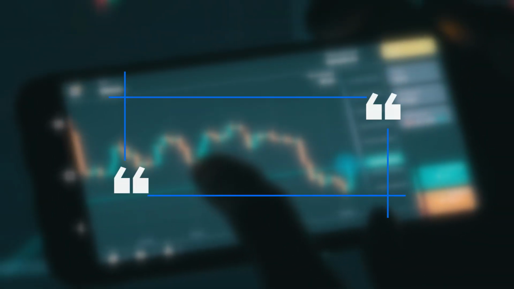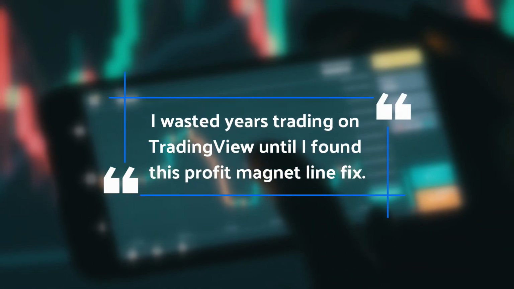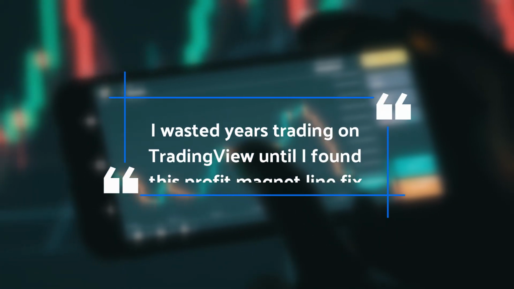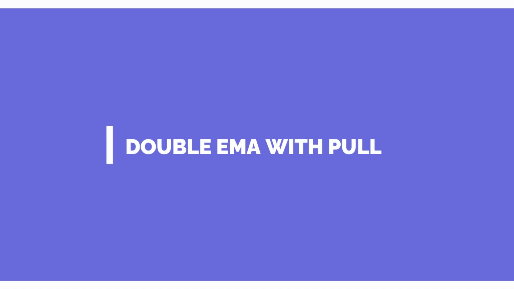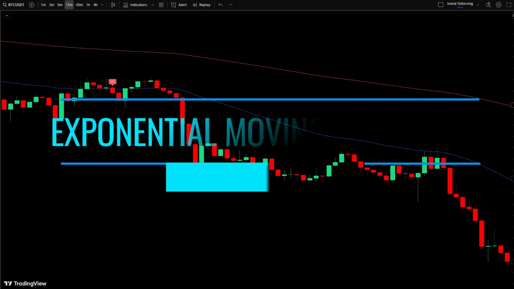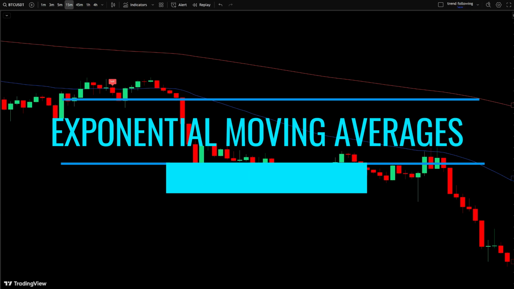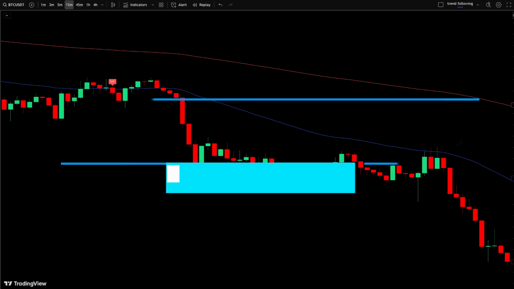I wasted years trading on TradingView until I found this profit magnet line fix. We're using the double EMA with pullback. This is a trend following tool designed to keep you on the winning side of the market. It uses two exponential moving averages to show us the overall direction, but it specifically helps us spot those moments when the price takes a break.